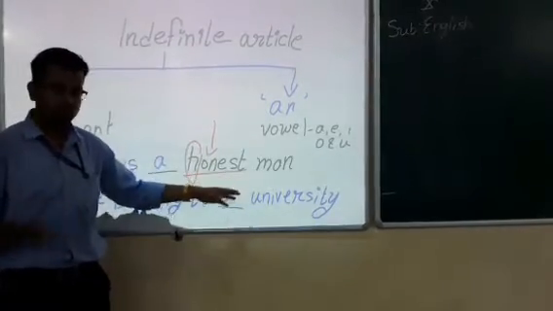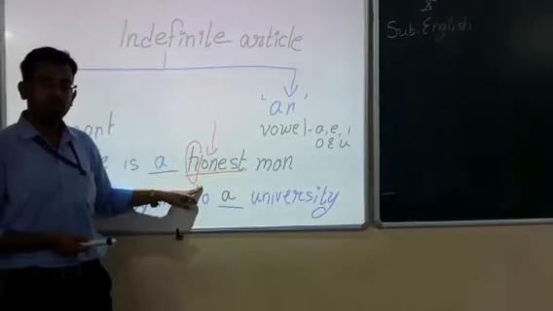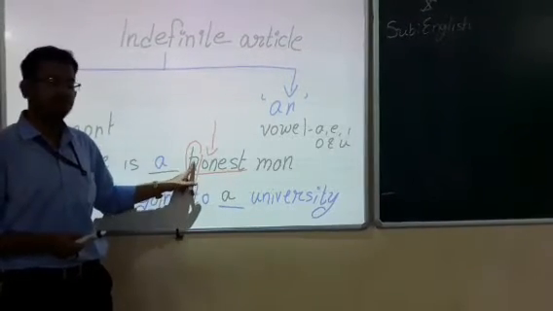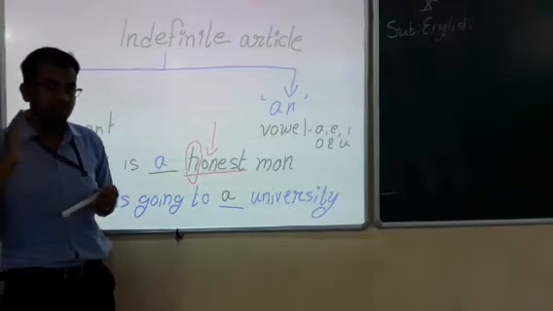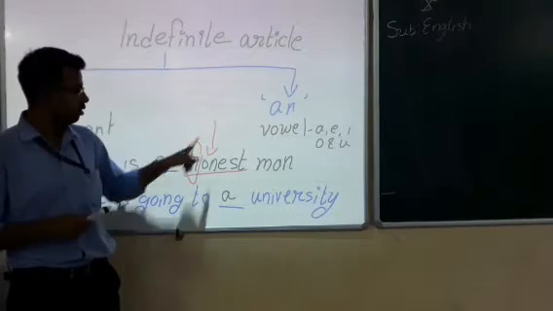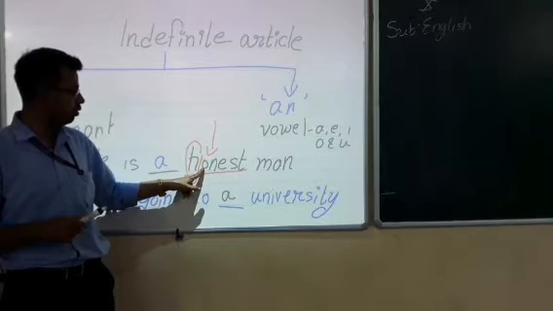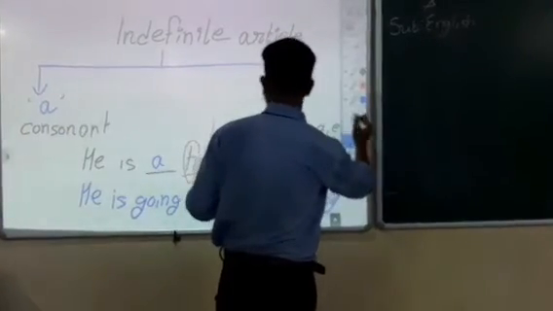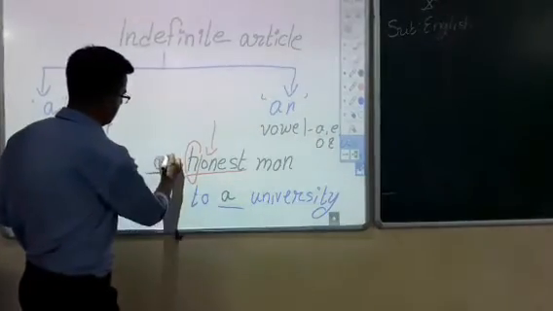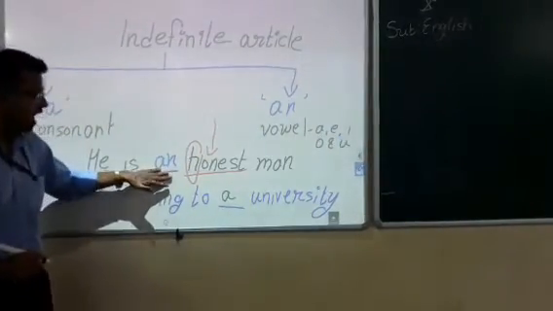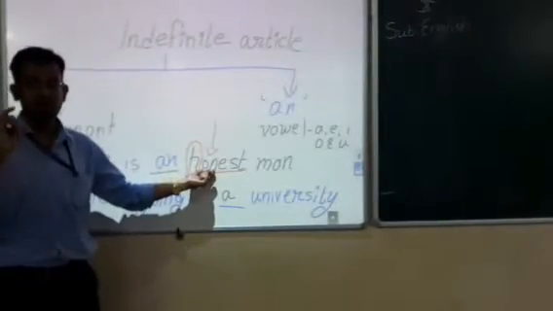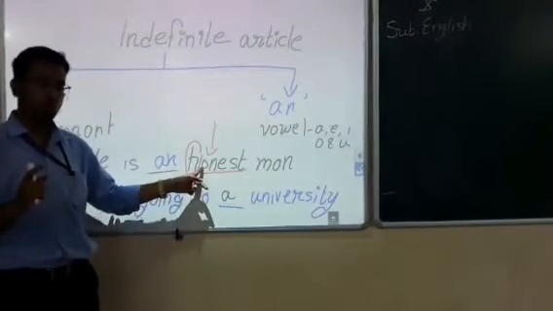For example, one more time I am repeating, the word honest starts with the letter H, but when we look at the pronunciation, O, the first sound is O, so we have to write he is an honest man, because the first sound that we make is O.